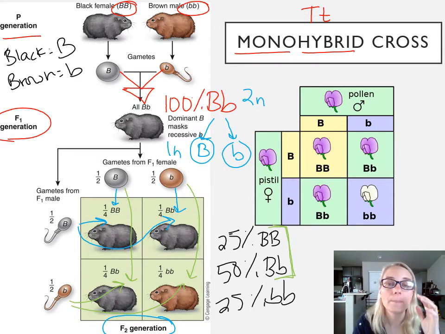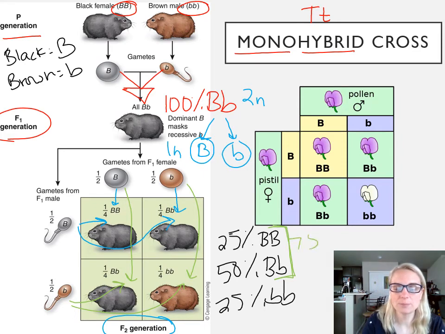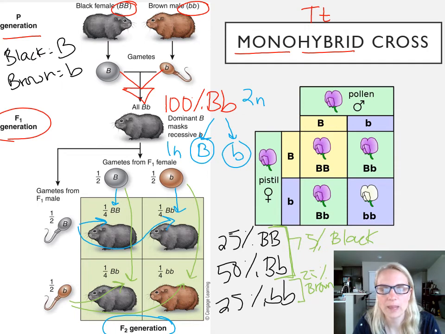Because remember, homozygous dominant and heterozygous organisms have the same phenotype. So big B, big B, and big B, little b have the same phenotype. So this is going to be 75% black babies and 25% brown. Okay, and this is what Mendel found way back when he was doing the pea plants, is he would find what was called a 3-to-1 ratio.